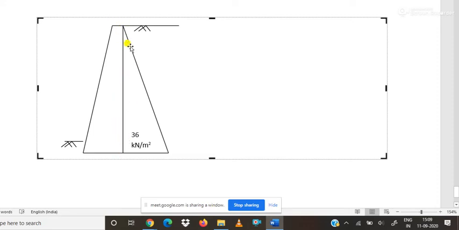That means the force is actually the area of this diagram. The area of this diagram is the force. Pressure multiplied by this, the pressure being kilonewton per meter square. If you multiply by meter square, which is a unit of area, you get this force. Now the area of this pressure diagram is actually the force acting on the wall.